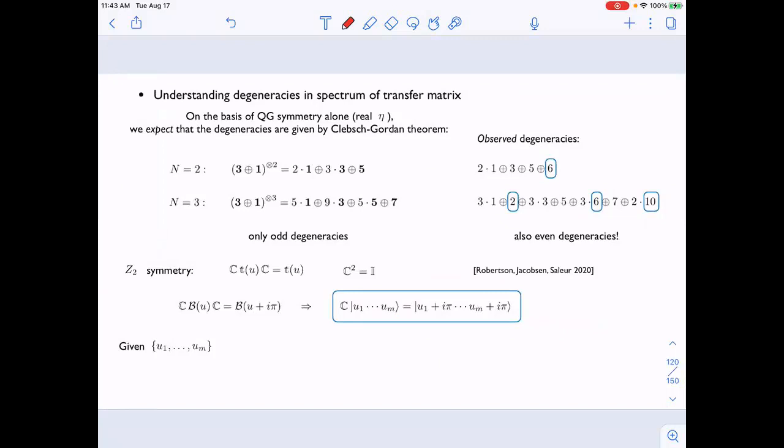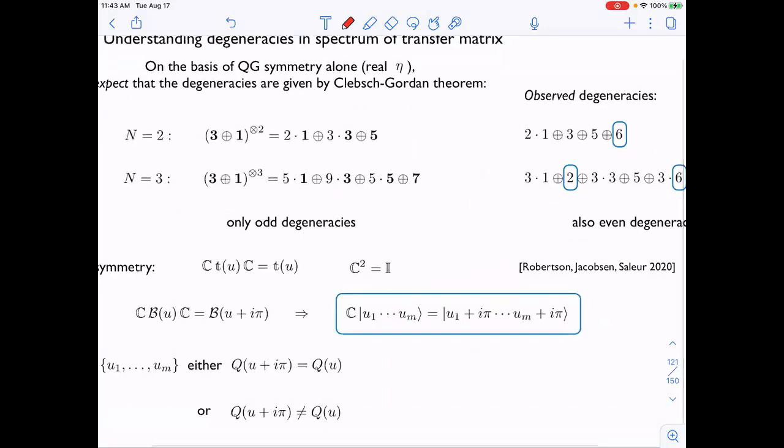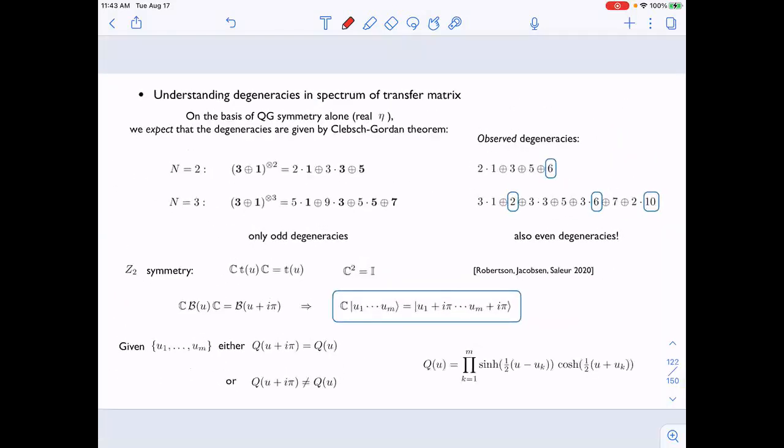And so, if I have a solution of the beta equation, say U1 to UM, then we have one of two possibilities. Either the Q function, so let me remind you, the Q function is defined like this, which depends on the beta roots. So either when I shift the argument by I pi, I get Q or I don't get Q. That's obviously true.